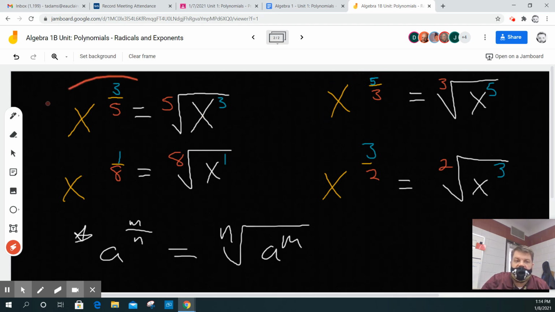If I take x to the 3/5 power, that's the same as taking the 5th root of x cubed. X to the 1/8 is the same as the 8th root of x. X to the 3 over 2 is the same as the square root of x cubed. Okay? And all of these are an application of this property here.